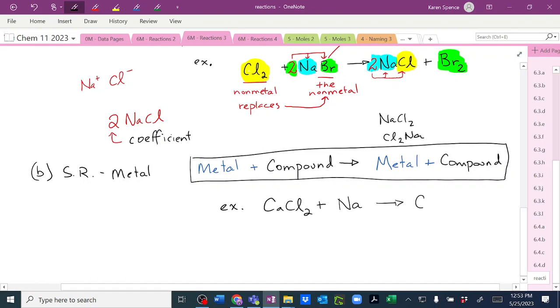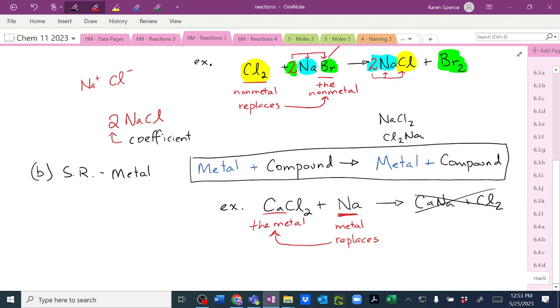Would I get Ca Na plus Cl2? No, because I don't put the metal with the metal. The metal has to replace the metal. So would I get NaCl2 plus Ca?